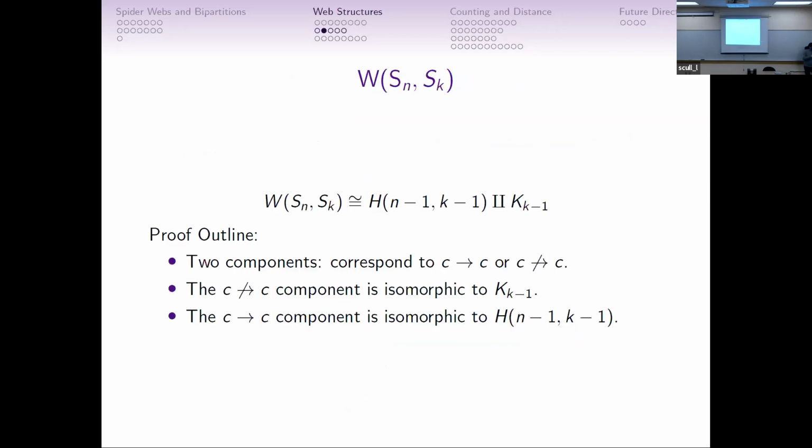So the second thing we're going to be showing is that the web from S_n into S_k, so any arbitrary stars, will just be a Hamming graph and a complete graph. Complete graph K_{k-1} being k-1 vertices, any pair is connected by an edge. Dan will be talking about these much more later. So the proof will be the same thing. We'll split it into 2 cases, center to center and center not to center.